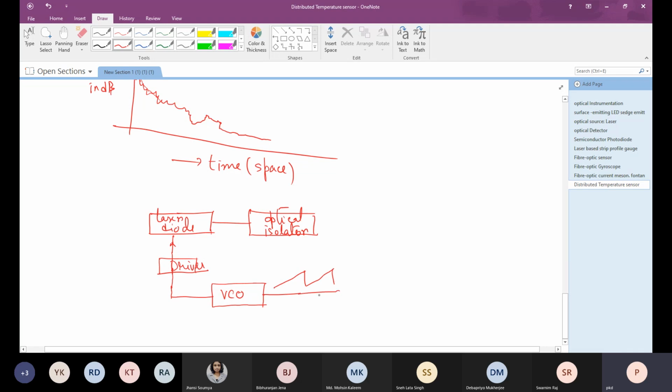This is driven by a ramp, and because we are doing this in the optical domain, and we want to get a good resolution in frequency, this can be at a center frequency of 8 gigahertz or 10 gigahertz or 12 gigahertz or so, and then this is frequency modulated. Something like this.